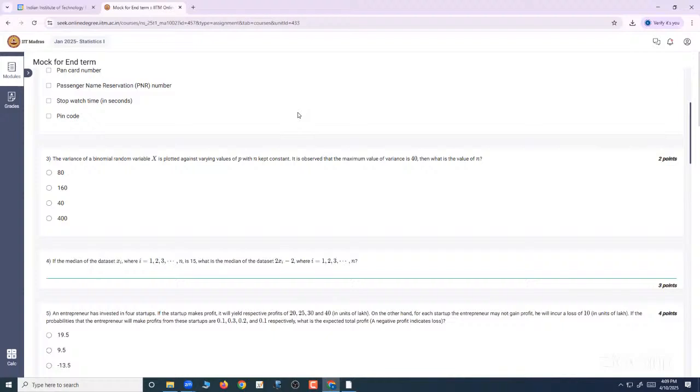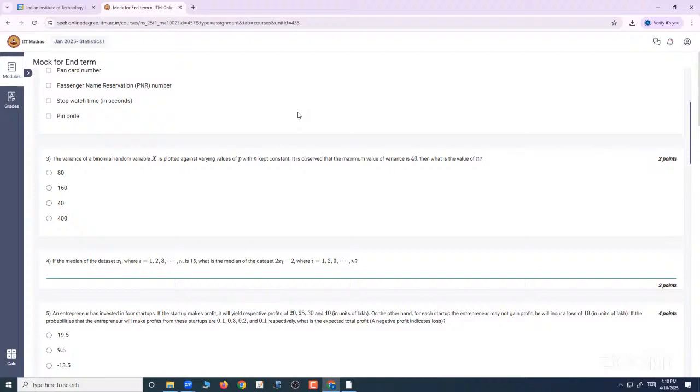Okay, now the third question. The variance of a binomial random variable x is plotted against varying values of p with n kept constant. So we have a binomial random variable, n is constant, and p is the probability of success.